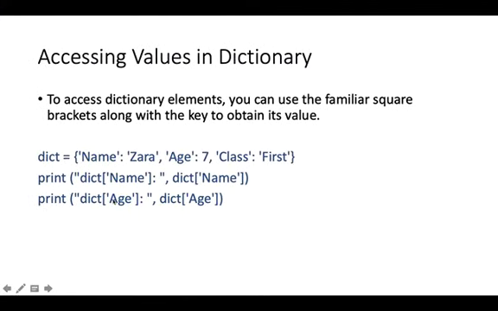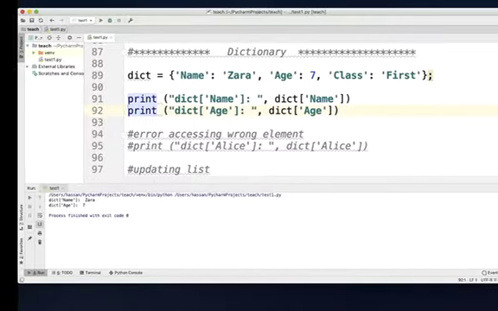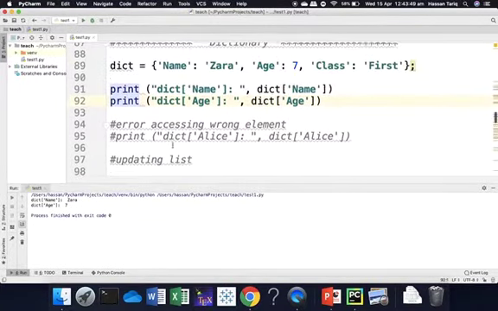This is just the example that we have seen. You can practice it on your own laptop or whatever system you have. So when you try to access a wrong element, what happens? If we attempt to access a data item with a key which is not a part of the dictionary, we get an error. What error do we get? Here's the example.